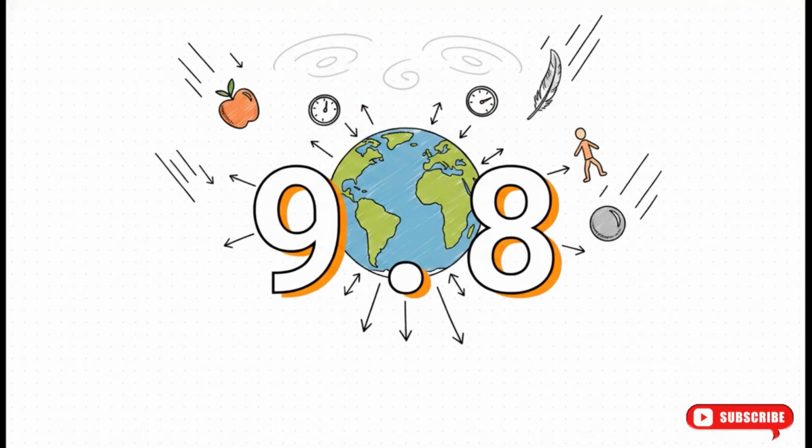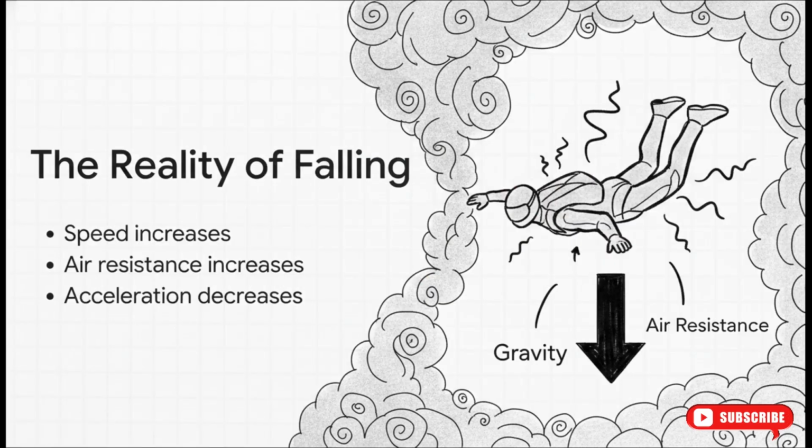If there were no air at all, this would be the only number that mattered. On the surface of the Earth, the acceleration of a free-falling object, before anything else interferes, is a constant 9.8 meters per second squared, meaning every single second you fall, your speed increases by another 9.8 meters per second. But reality check. We don't live in a vacuum. We live in a thick soup of gases called the atmosphere.